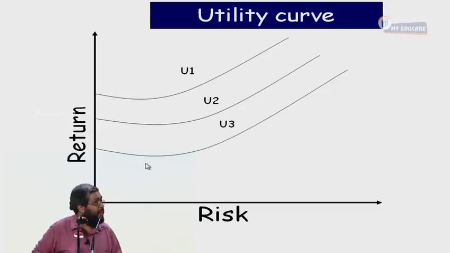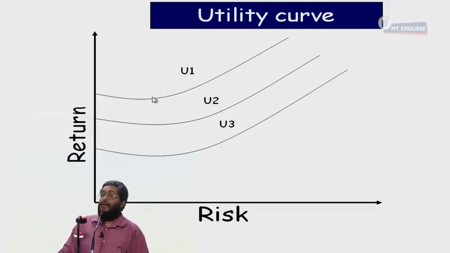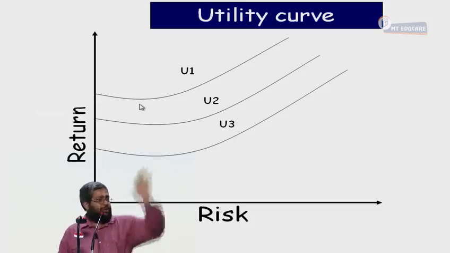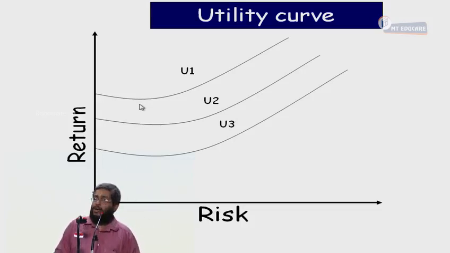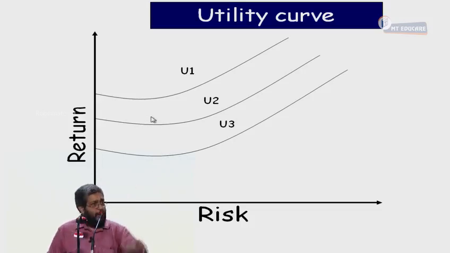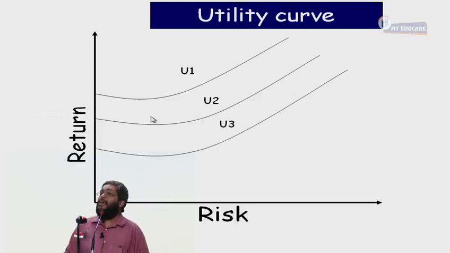Which is great for me, A, B or C? A only gives me the highest, because for the same risk, A gives more return compared to B, and B gives more return compared to C. I'll try to find whether any stock is on my first curve that gives me the highest utility. If that is not there, I go for the second curve, then the third curve. So as I go downwards, as I go south in the curve, the satisfaction slowly reduces. Yes or no? Very simple.